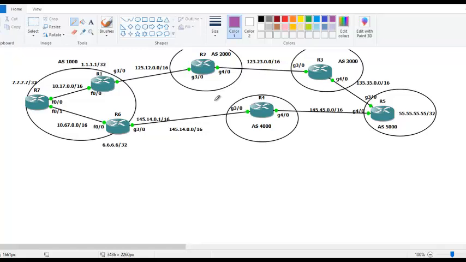Now, what is the solution for that? We used to form full mesh, which I am avoiding because having another session, another BGP session, will increase the load on my routers. So there is a solution called route reflector.